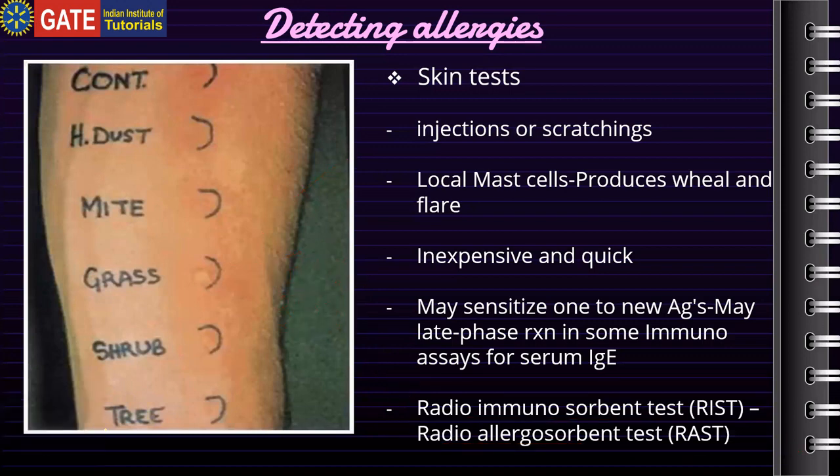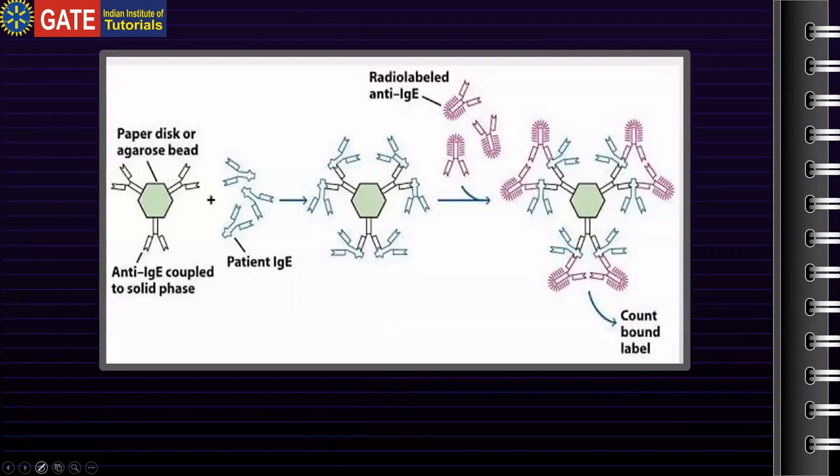RIST is the test which is used to understand the level of IgE, whether it is elevated or not. And RAST is the test which is used to understand because of what allergen the specific IgE level got elevated. That is the RAST test. Don't get confused between those two. Now you look into the picture.